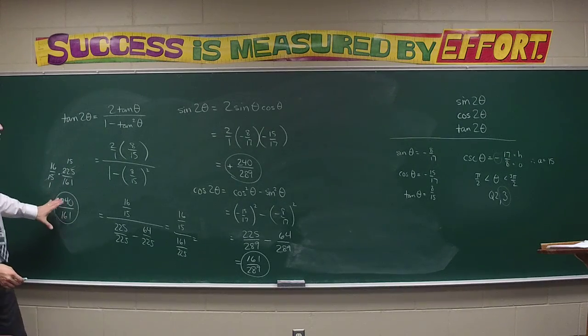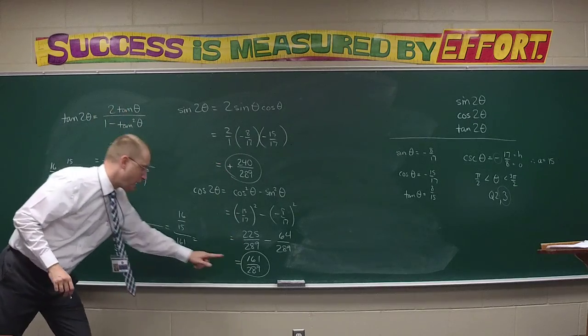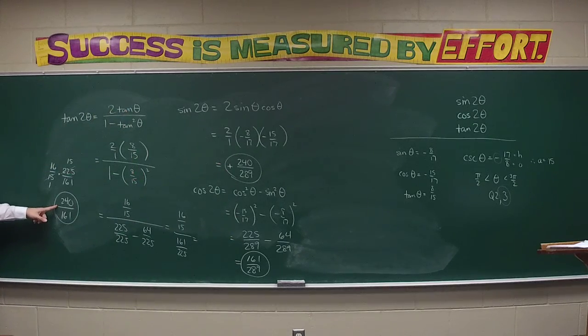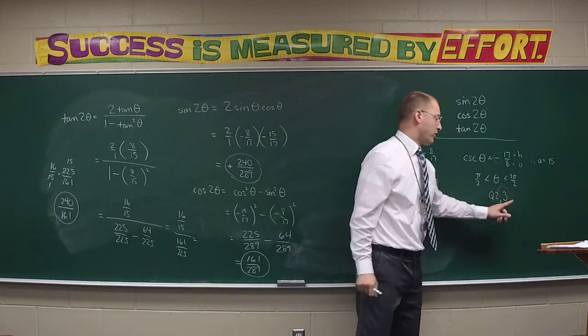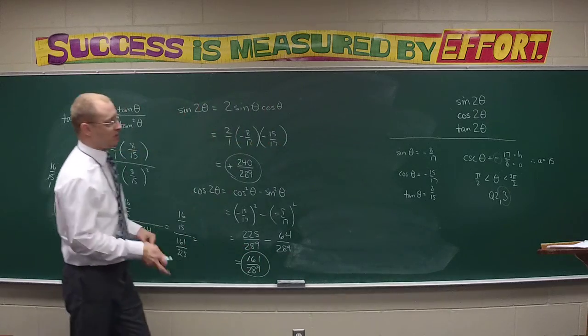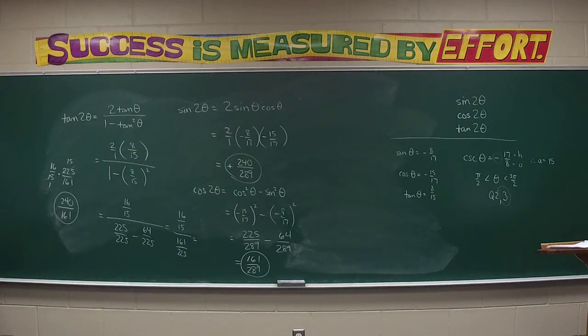And so there are my answers. Notice, by the way, all of these are positive, which means evidently 2 theta is in quadrant 1. Theta was a quadrant 3 angle, but when you double that particular quadrant 3 angle, whatever it was, it became a quadrant 1 angle. How would you find out it's quadrant 1? Well, all of them are positive.